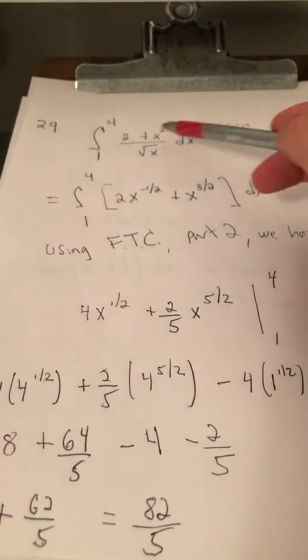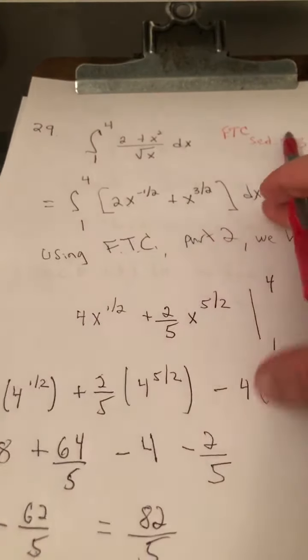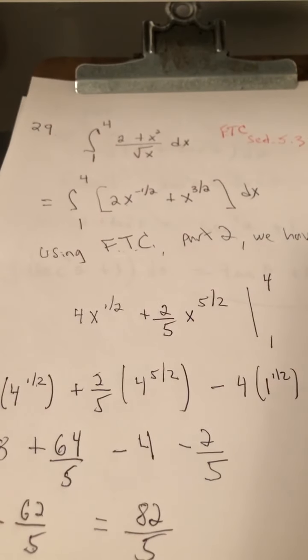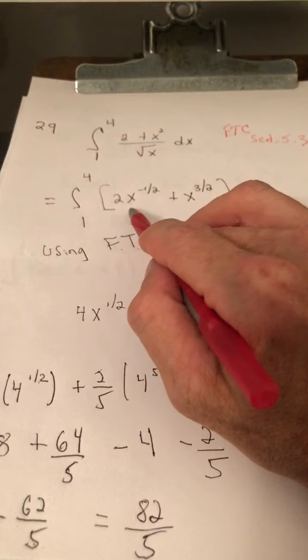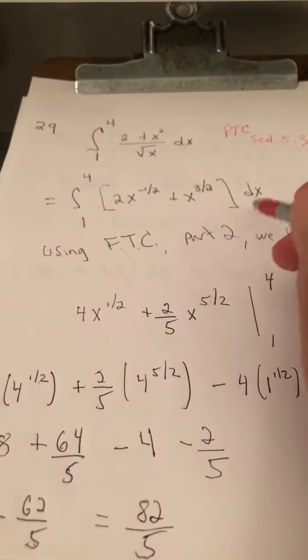So what I'm going to do is rewrite this to do some algebra first, using laws of exponents and converting from radical notation to rational exponents. So we have the integral from 1 to 4 of 2x to the negative 1/2 plus x to the 3/2.